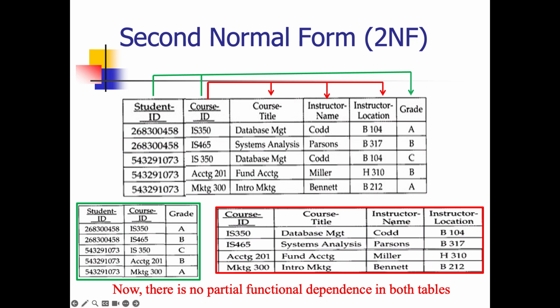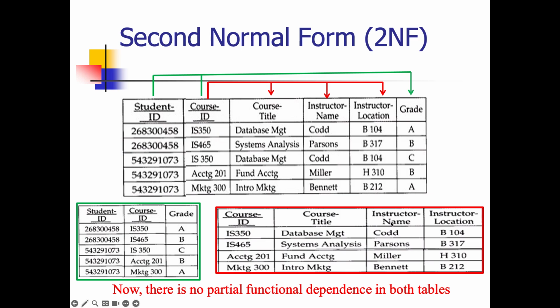So if you have a partial dependency, it means your primary key was a composite primary key. Okay, so course ID. Is it a composite primary key? Not now. No, not now. Okay, we're talking about this table.